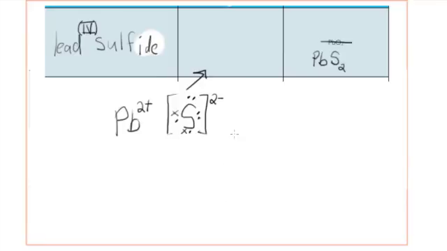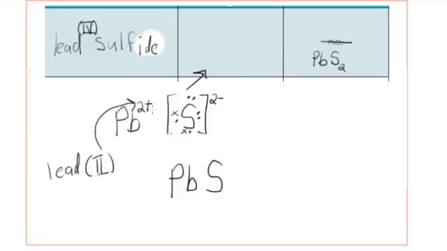And if it was 2 plus, my formula would not be PbS2, my formula would be 1 Pb and 1 S. It would be PbS, and that would be lead 2, lead with a 2 plus charge, sulfide. And so lead and sulfur actually can form 2 different compounds. It can form lead 4 sulfide, which is what we had originally, or lead 2 sulfide, which we have here.